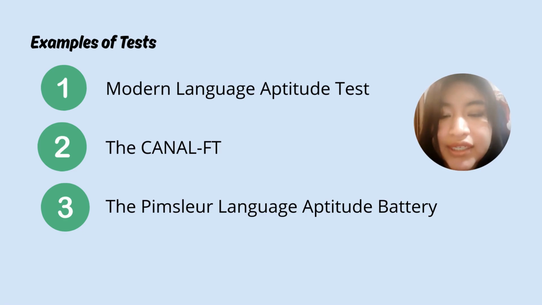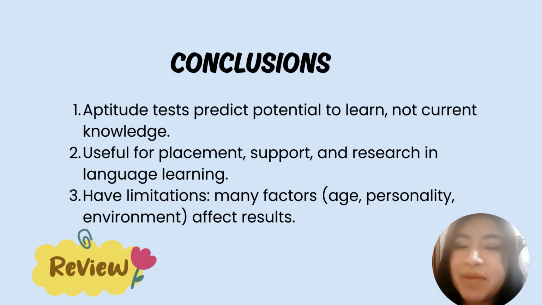And the third one is the PLAB, developed by Paul Pimsleur, predicts high school student success in language learning by measuring motivation, verbal ability, and aptitude. We're going to make our conclusions.